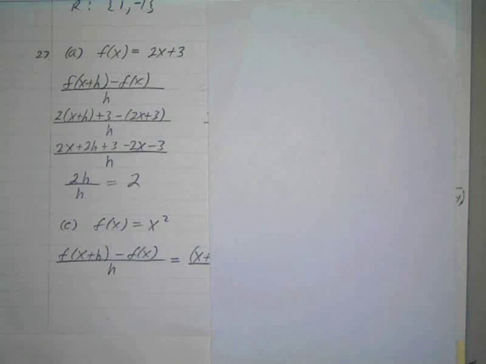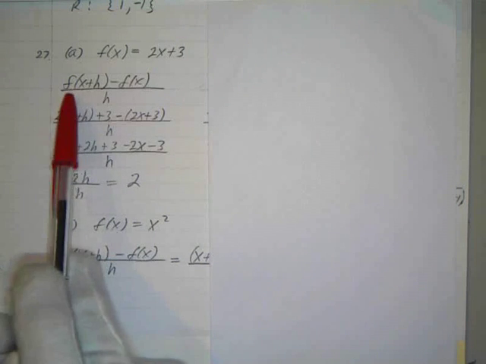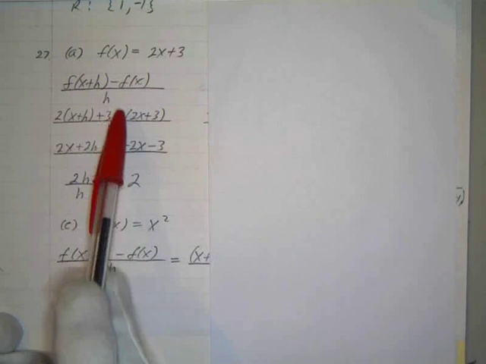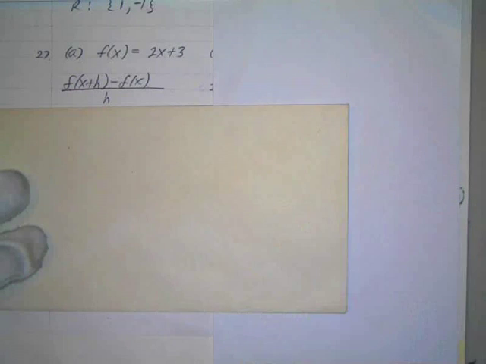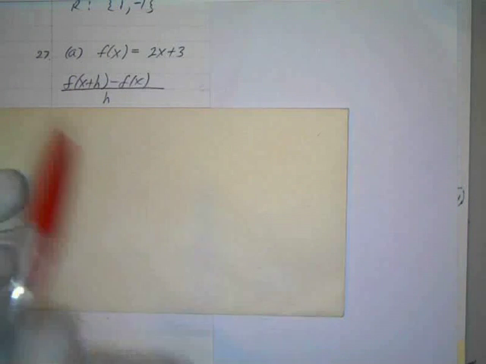And basically, we're going to take different functions and put them in this formula, f of x plus h minus f of x over h. So you have to kind of understand your function notation. And we'll go through this step by step so you can see what's going on.